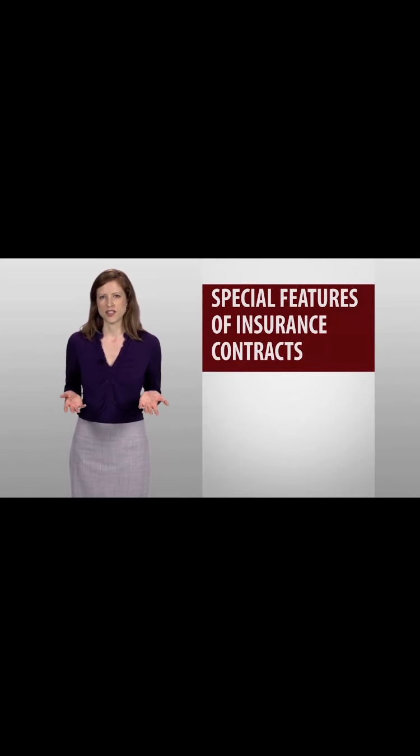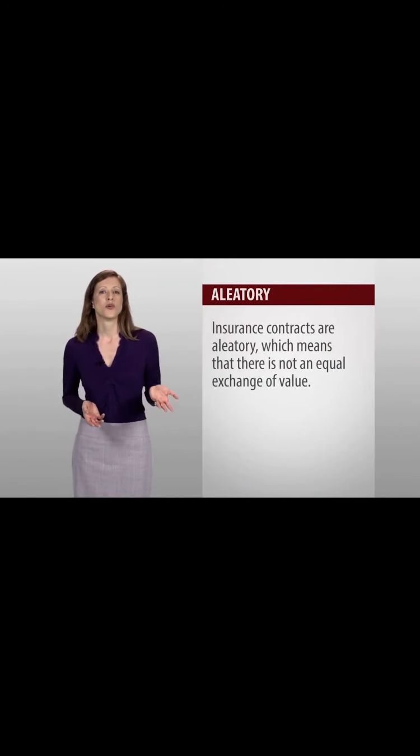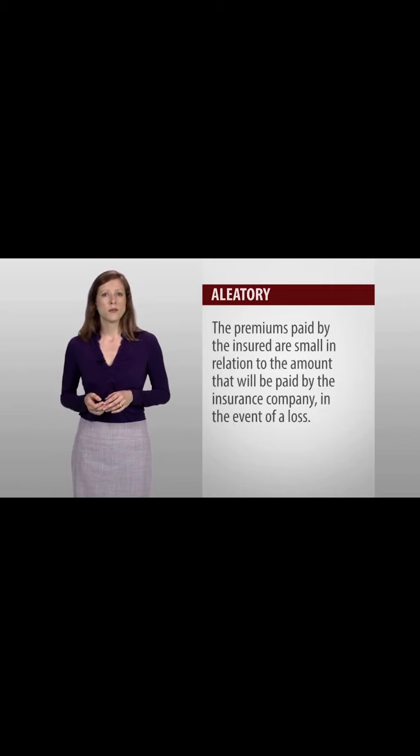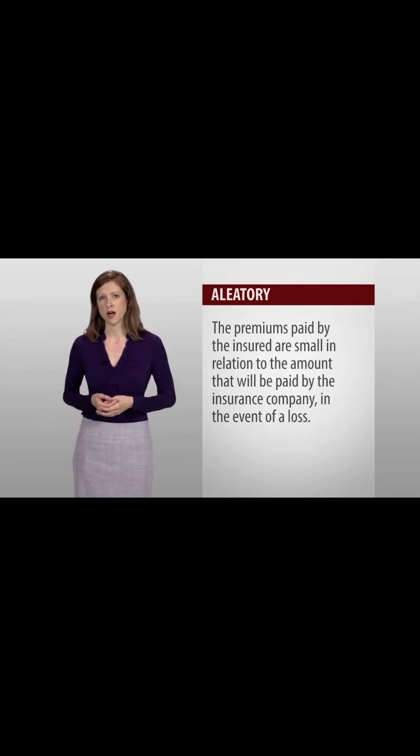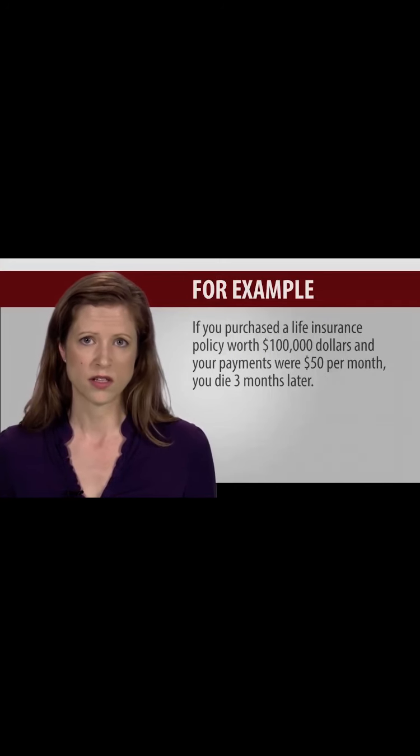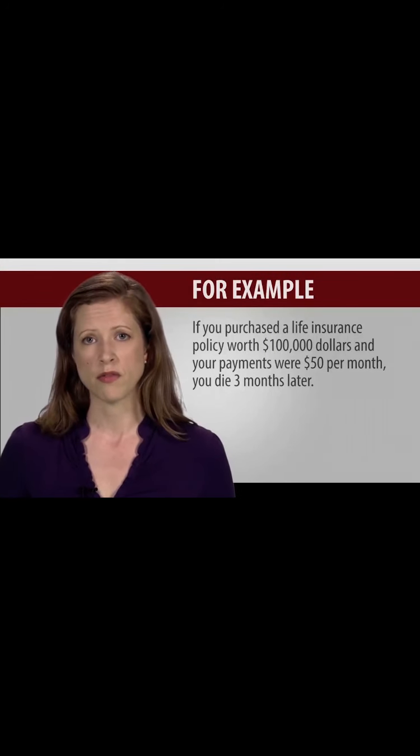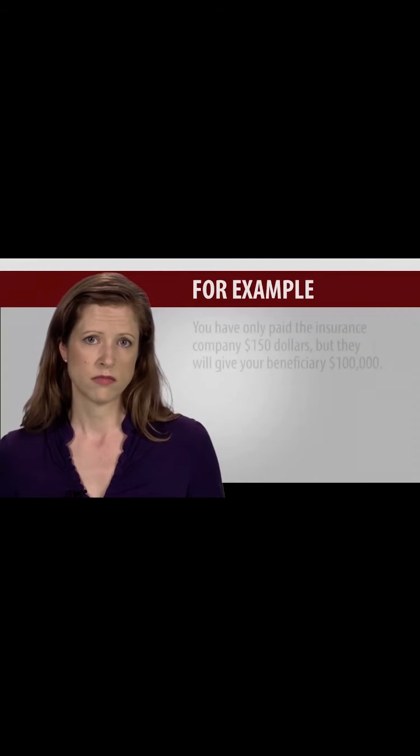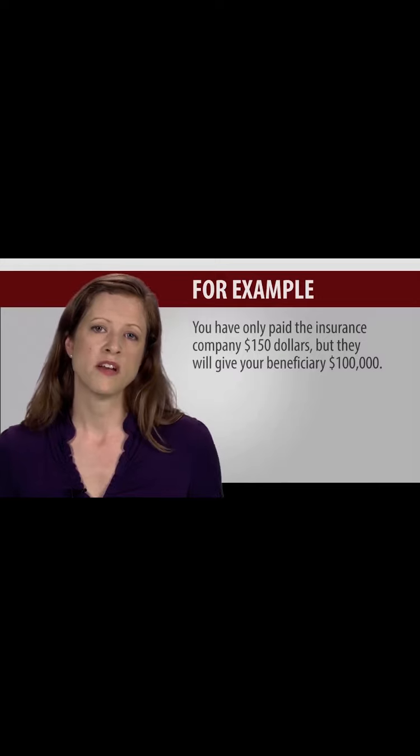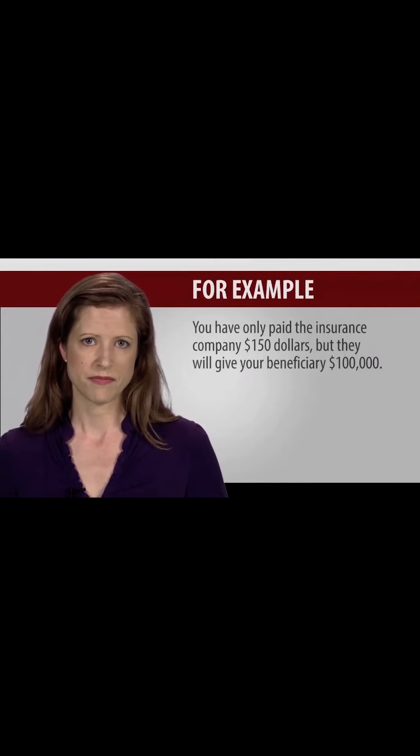Special features of insurance contracts. Aleatory. Insurance contracts are aleatory, which means that there is not an equal exchange of value. The premiums paid by the insured are small in relation to the amount that will be paid by the insurance company in the event of a loss. For example, if you purchase a life insurance policy worth $100,000 and your payments were $50 per month, you die 3 months later. You have only paid the insurance company $150, but they will give your beneficiary $100,000.